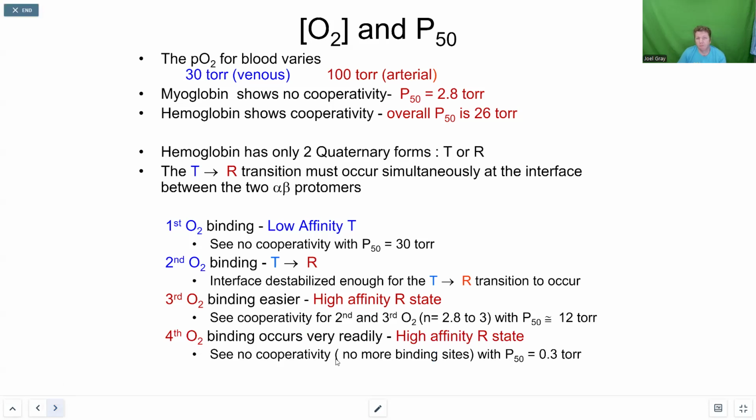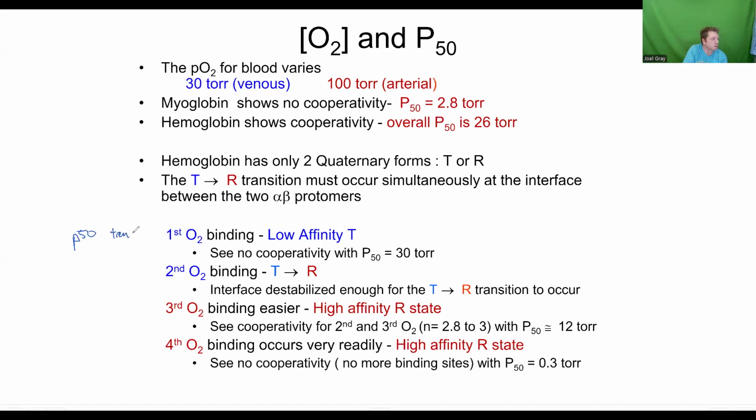Finally, whenever we get to our fourth O2 binding, we're going to see a P50 of approximately 0.3 torr. So one of the things that I want you to take away from this, and I'm going to write this on the slide, is that our P50 trends downward as more subunits bind O2.